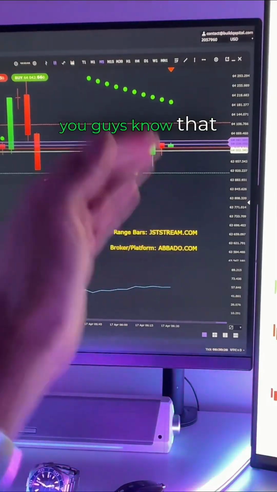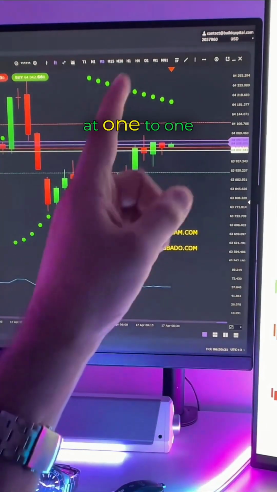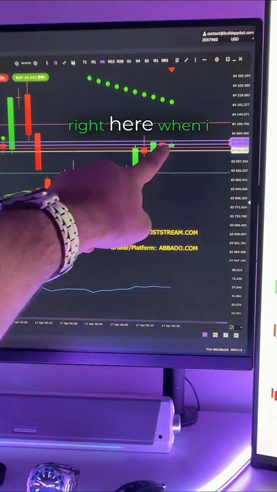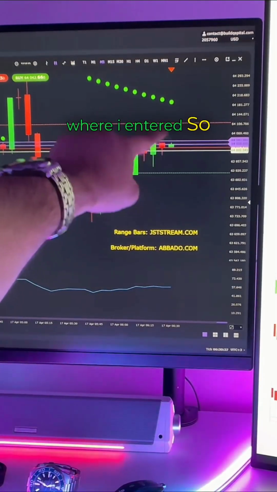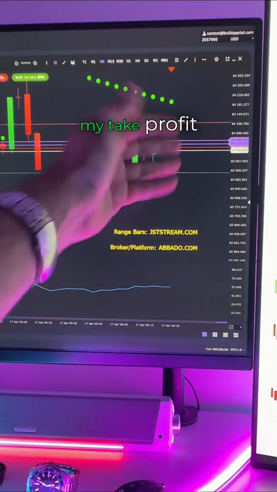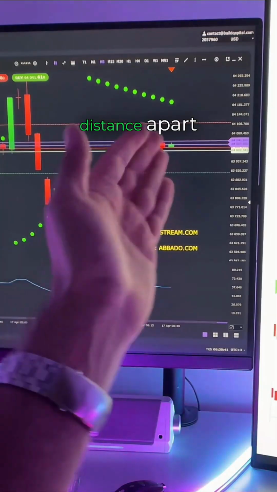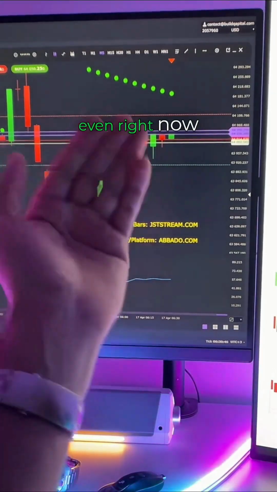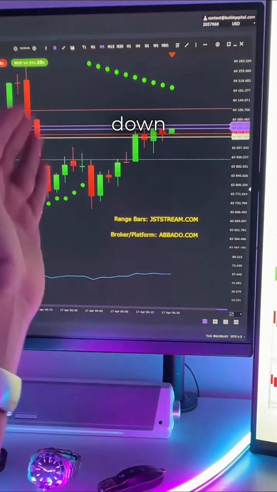And you guys know that I've set my stop loss and take profit at a 1-to-1 ratio. Now, what does 1-to-1 ratio even mean? You guys can see right here where I entered. This is my stop loss and this is my take profit. They're equal distance apart from my entry. And the reason for that is because, as we can see even right now, the market doesn't just go straight up or down. It goes in waves.